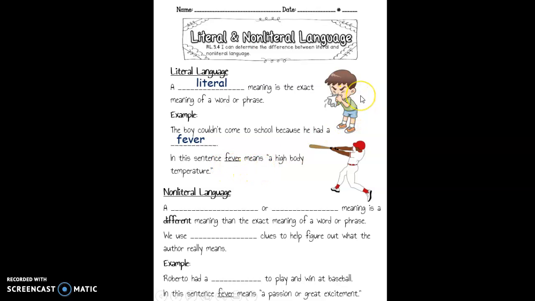Here's the little boy right over here. It means that he's sick and his body is trying to get better. And because he's sick, he can't come to school. This sentence is a literal sentence. It means exactly what it says.